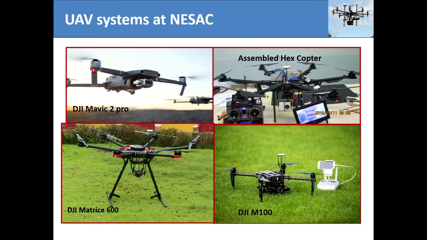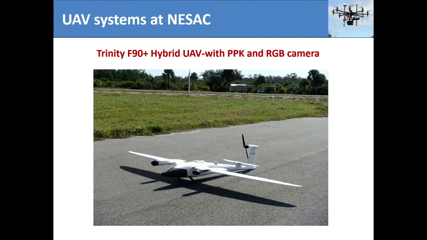So these are some of the systems we have which are in use for common surveys. You can see a quadcopter, hexcopter, the top right is the assembled one I have shown you before. And then this one is a hybrid model. It can take off like a copter and fly like a wing. So this is again very helpful in our hilly terrain for covering large areas.